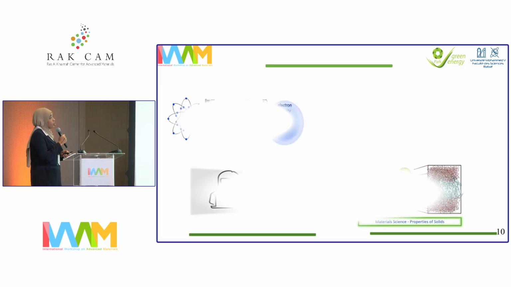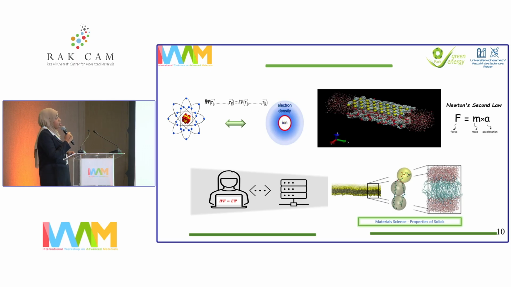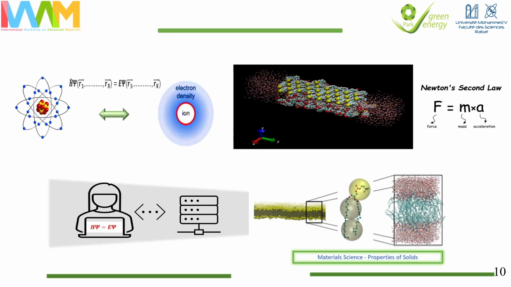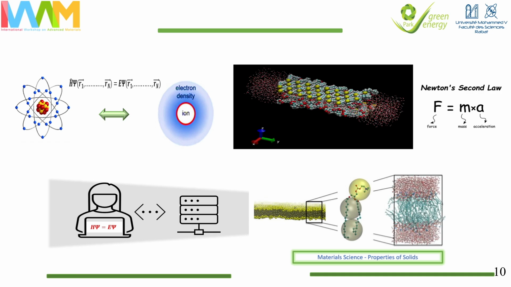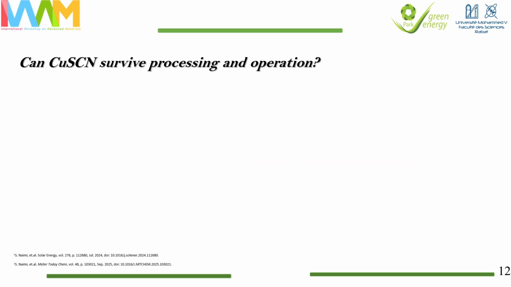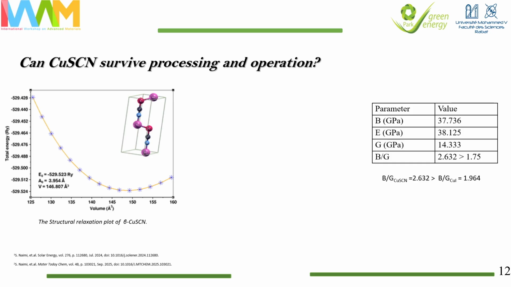The methodology used here is studying the electronic, optical, and mechanical properties of materials using density functional theory. Then we use molecular dynamics, applying Newton's second law of motion, to calculate the thermal stability. For the results of this work, after achieving the structural stability of our material, we calculated the elastic properties to confirm the mechanical stability of our material.